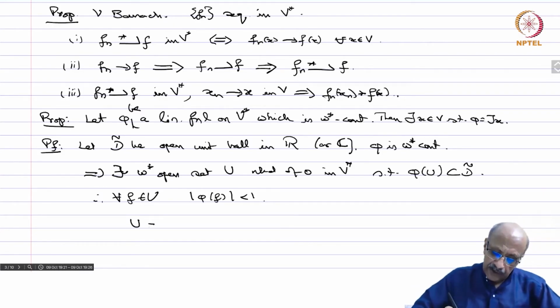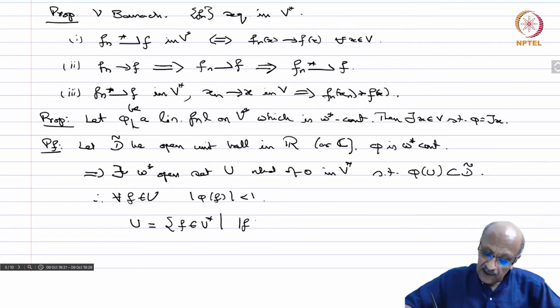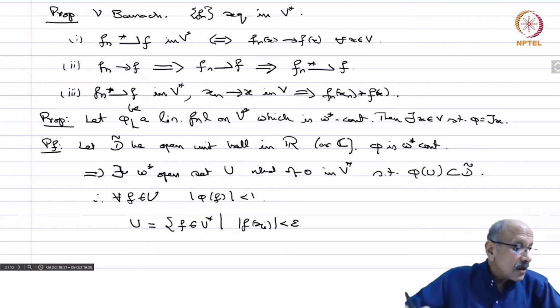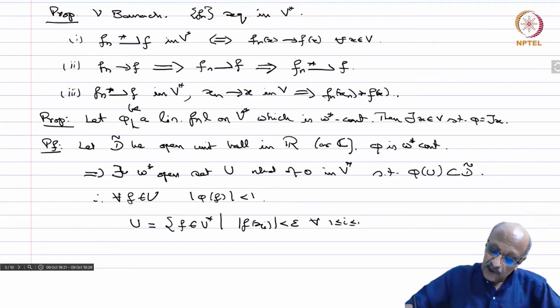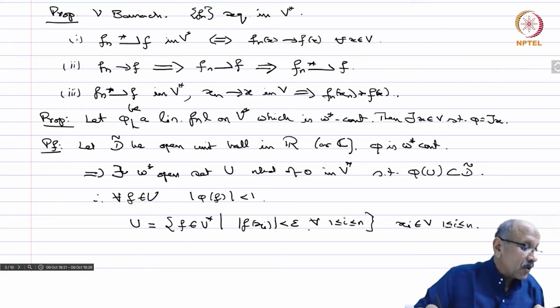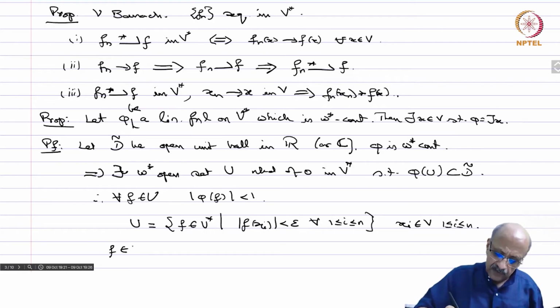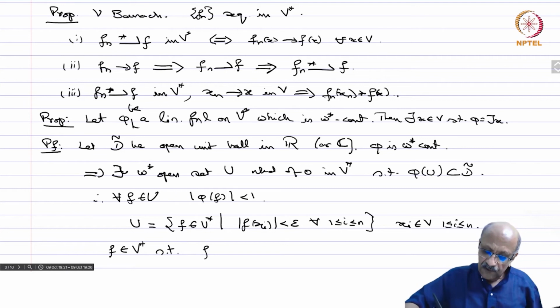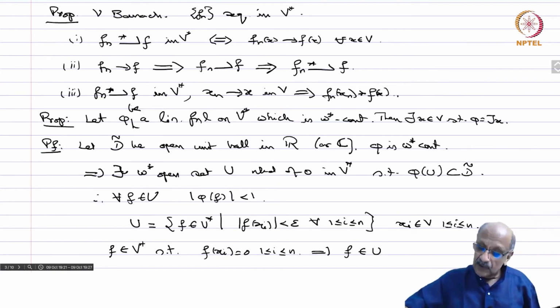Okay. Now what is U going to look like? It's a neighborhood of the origin. So this is nothing but every f in V star such that mod f of xi is less than epsilon for all 1 less than or equal to i less than or equal to n, where xi is in V. So it's some finite collection of points you have taken, and this is a neighborhood. Okay, so assume f belongs to V star such that f of xi is 0. Then this implies that f belongs to U, because f of xi is 0, it's strictly less than epsilon.